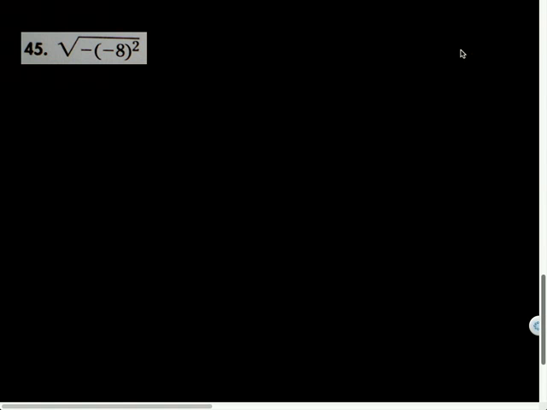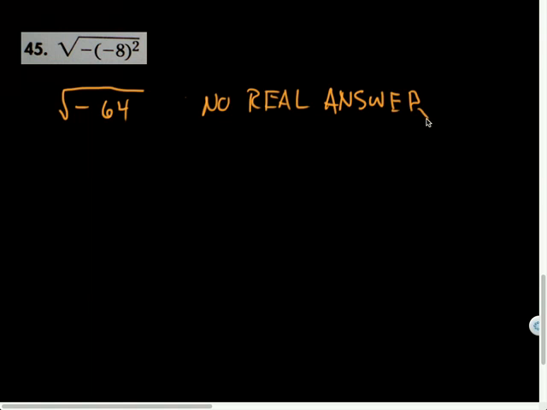This was just to try to simplify the radical. Let's do this a little bit at a time. Negative 8 parentheses squared is 64. The square root of negative 64 is no real answer, which is what you would have said back in the day. But there is a non-real one, so let's analyze this from 5.9's perspective.